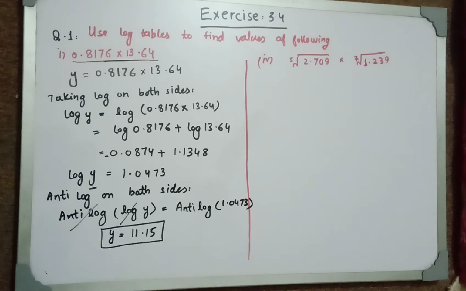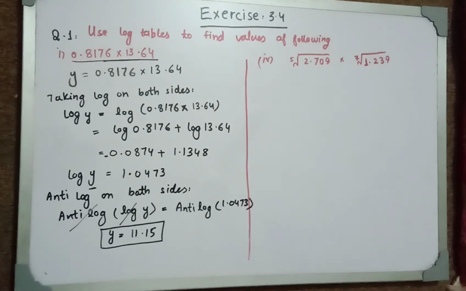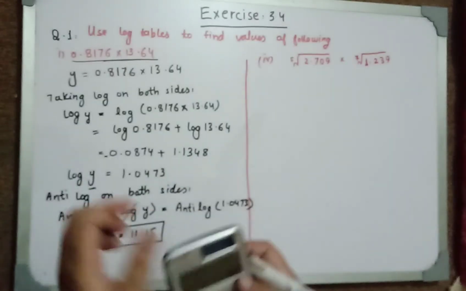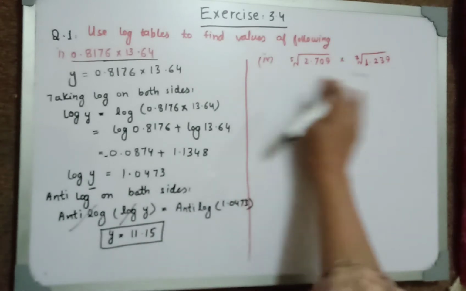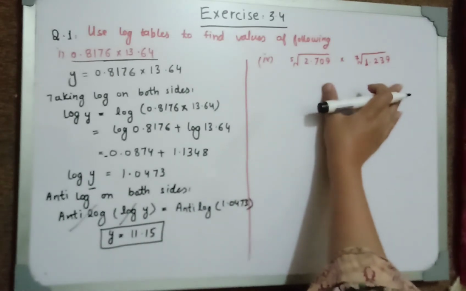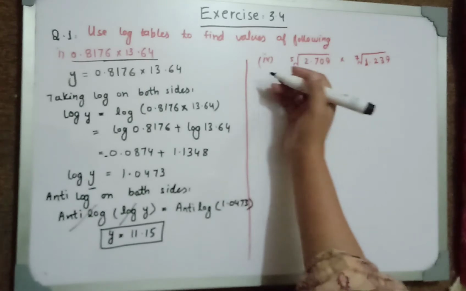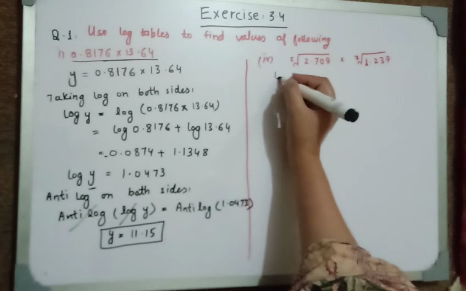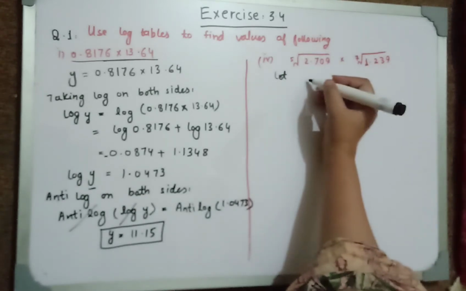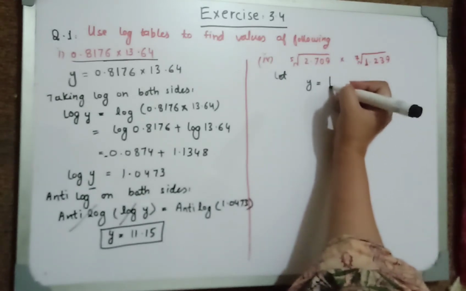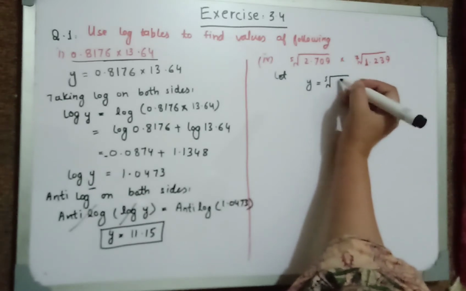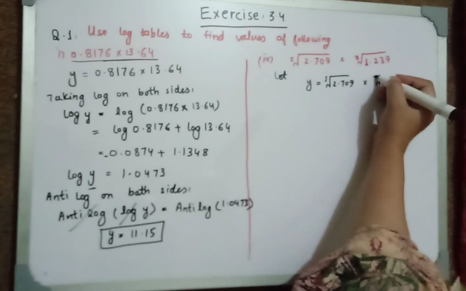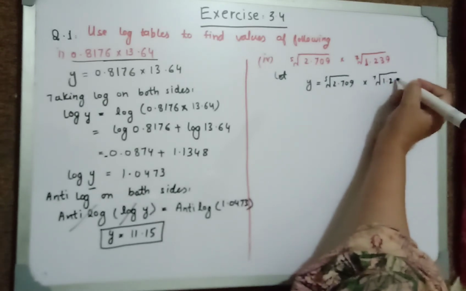Now moving to the question, question number 1's part 4. Again we're gonna find the value of this whole expression by using log table. So again the first step will be same, we're going to let this whole number equal to y, which is 2.709 into 7 into 1.239.